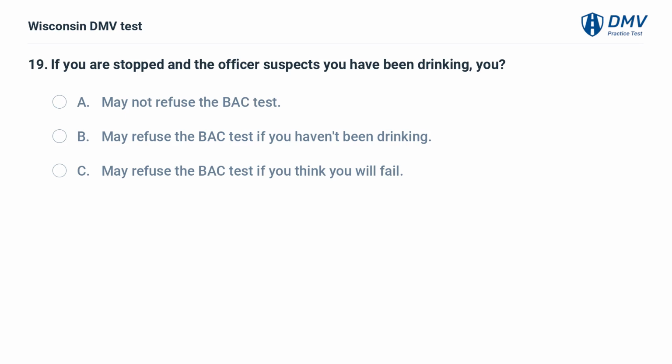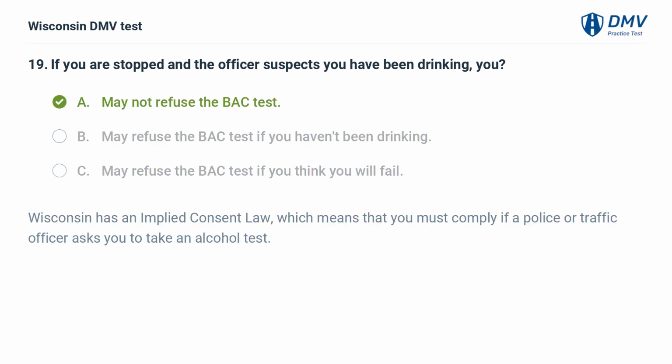If you are stopped and the officer suspects you have been drinking, you: A. May not refuse the BAC test. B. May refuse the BAC test if you haven't been drinking. C. May refuse the BAC test if you think you will fail.